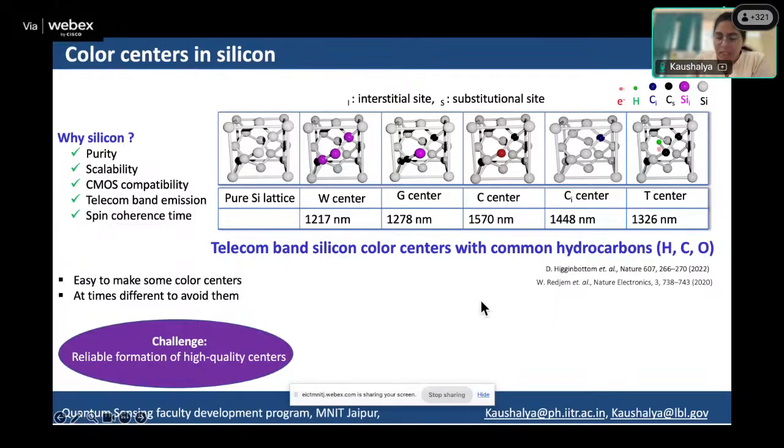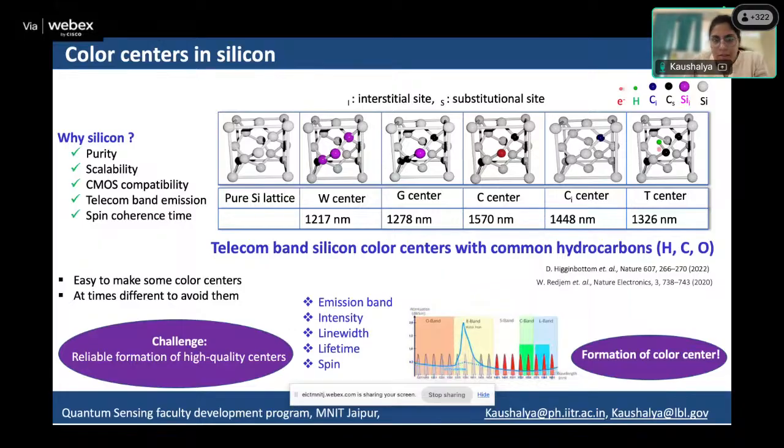Now, when it comes to making these defects, the reality is that it's easy to make some of these color defects. In fact, at times it's difficult to avoid them, as the name itself suggests. The main challenge is how we can reliably form them with high quality at desired locations in the lattice. Because if we can do that, then we can connect these defects to other components in our system and make good use of them.